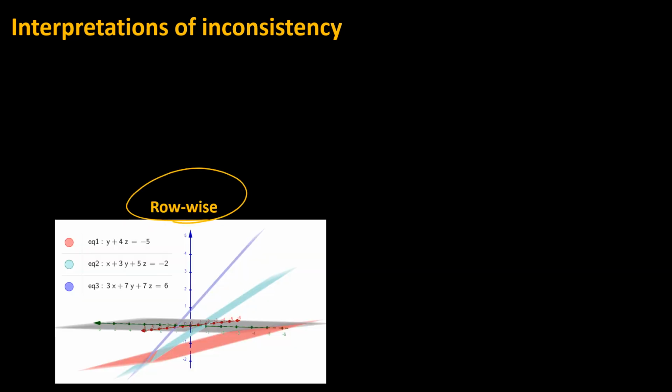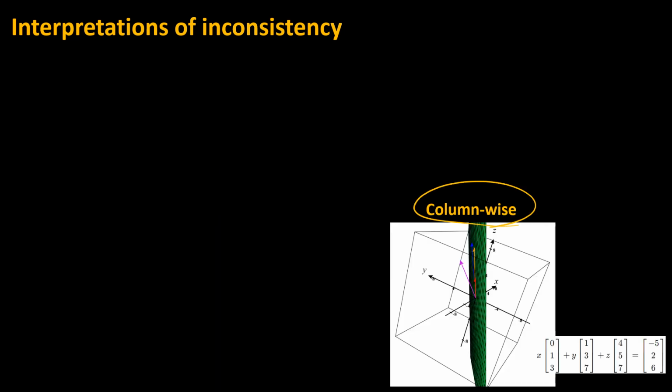Row-wise interpretation of inconsistency in R3 means three hyperplanes have no common point. In other words, they do not intersect at the same point. Column-wise interpretation of inconsistency in R3 means coefficient vectors are linearly dependent and they are located on a hyperplane, but the constant vector is not located on that hyperplane.